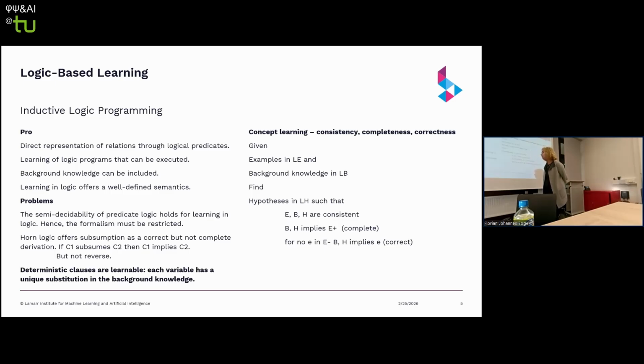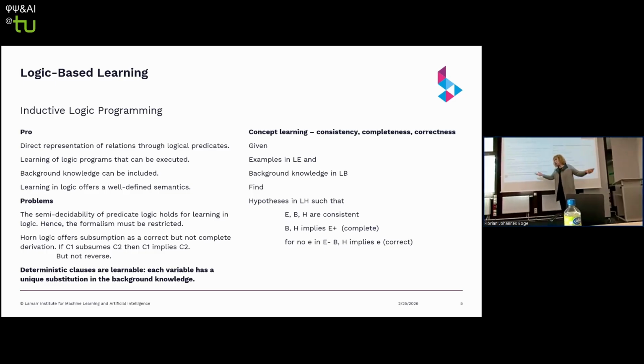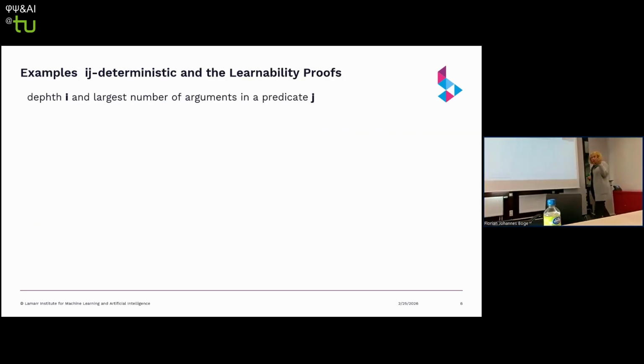And then in a way we can say deterministic clauses are learnable because each variable has a unique substitution in the background knowledge. So deterministic means that the variables have a unique substitution. And then you see, aha, it is no longer very expressive. That's what you get, right? It's a pity, but it is true. So now we can say, how far can we move the logic such that it is still tractable? So what is the space of logic formulas such that it is still tractable?